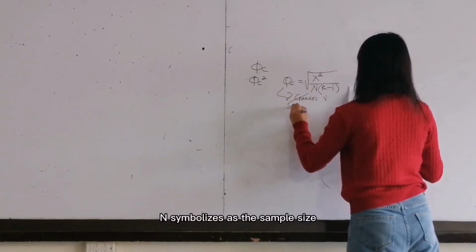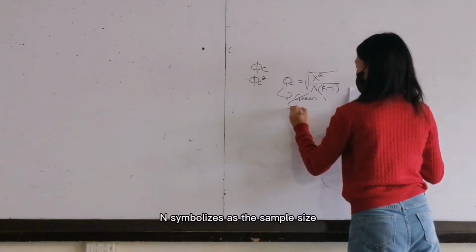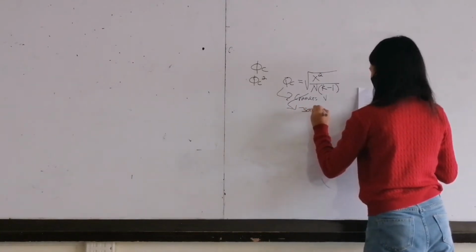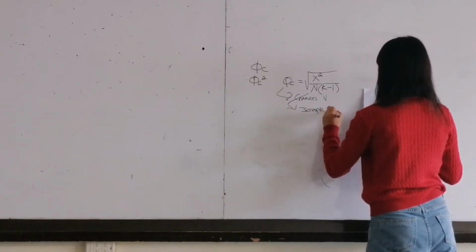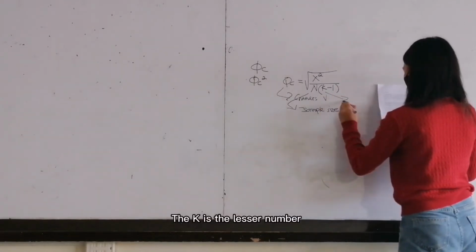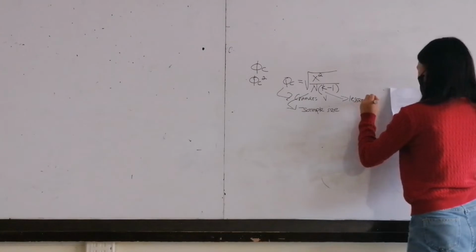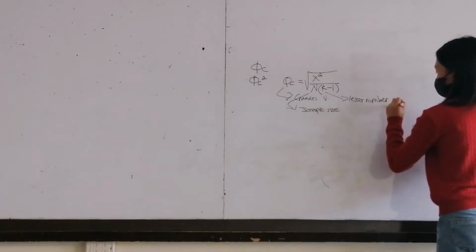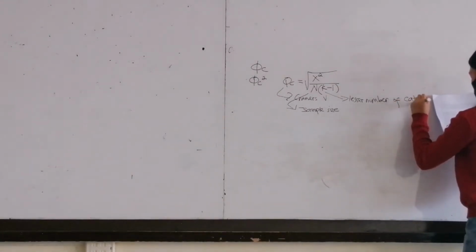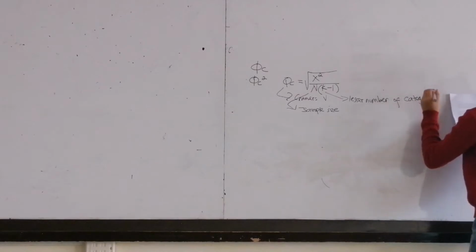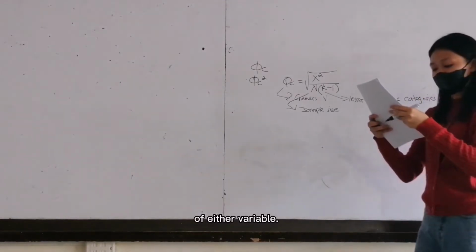The n symbolizes the sample size. The k is the lesser number of categories of either variable.